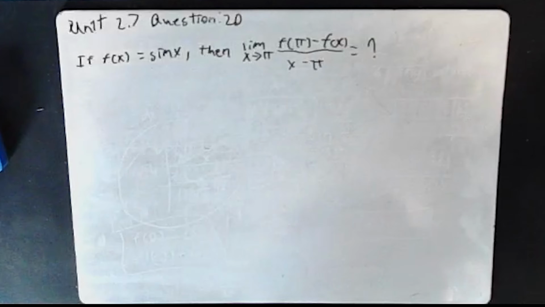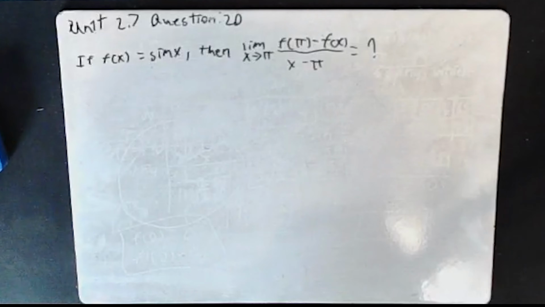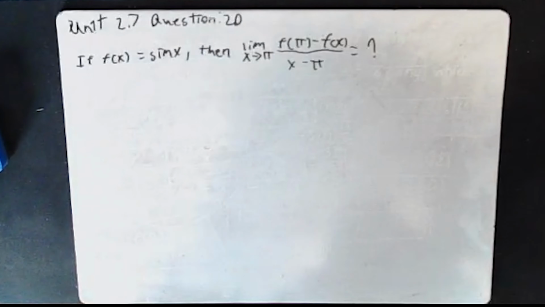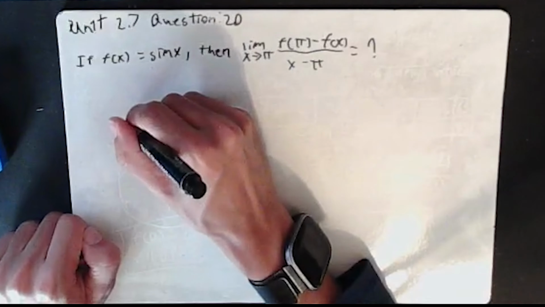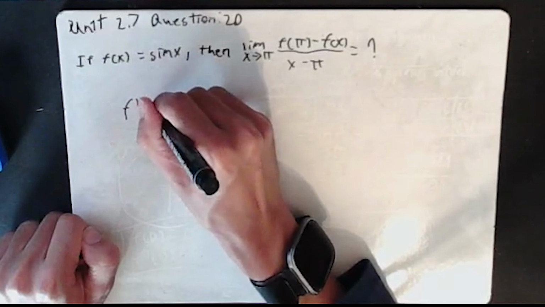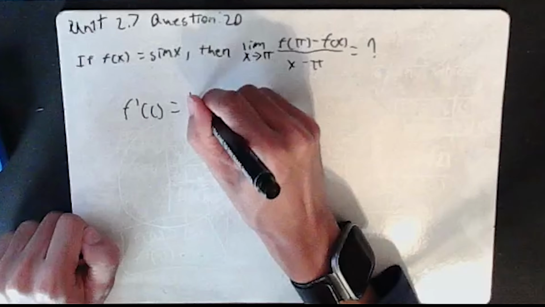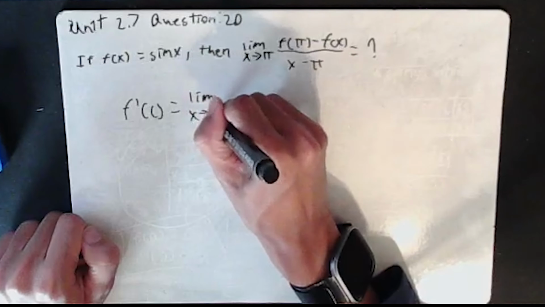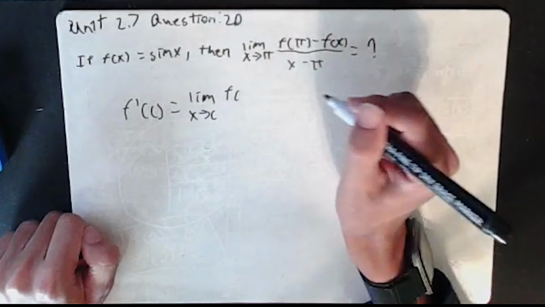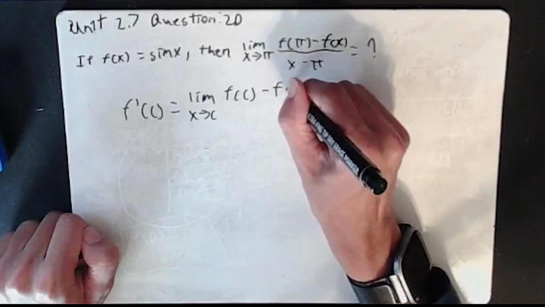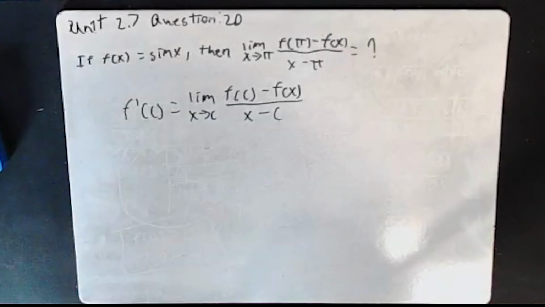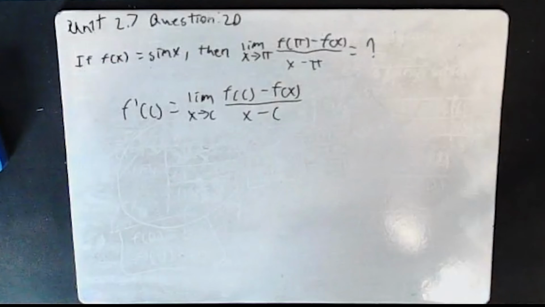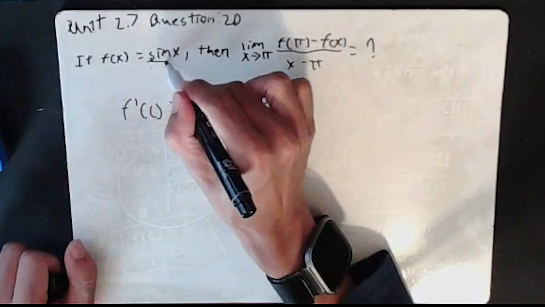Our next question states if f of x equals sine x, then the limit as x approaches pi of f of pi minus f of x over x minus pi equals what? So now we need to recognize another definition. If we have f prime of some c value, that is equal to the limit as x approaches c of f of c minus f of x over x minus our c value. So now what can we do with that information? Well, we can just take the derivative of our f of x, which we know is sine x.